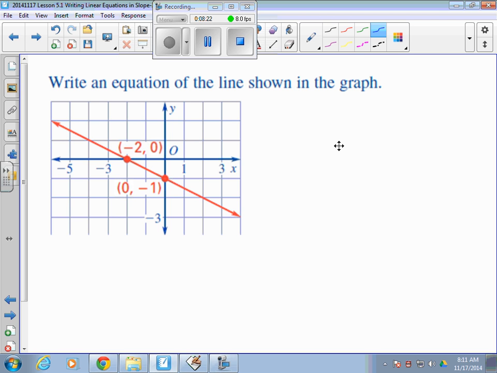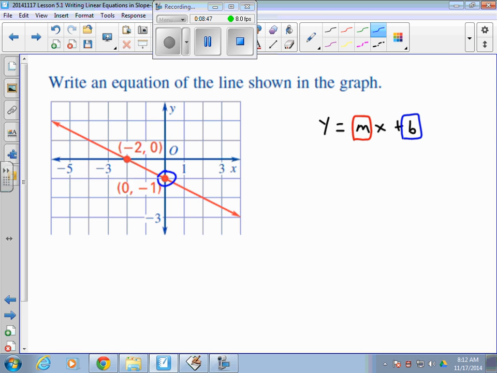All right, let's take a look at this one. Again, you need to find two things. You're going to write it in slope-intercept form, y equals mx plus b. We're going to look for our m, and we're going to look for our b value. Usually the easiest thing for everybody to find is the b value because you can quickly pick out where it crosses through the y-axis right there.